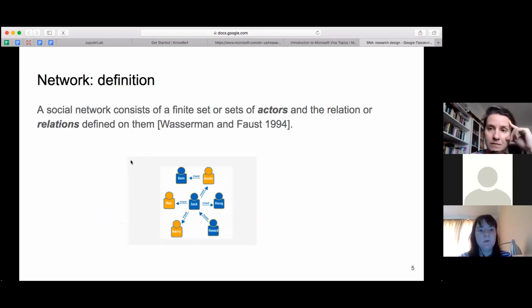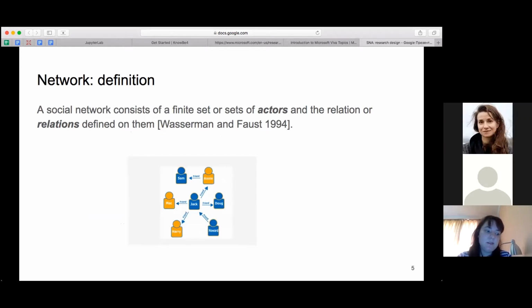Firstly, what is a network? A social network is usually defined as a finite set or sets of actors and a relation or a set of relationships between them. Thus, this is a very common definition of social networks. And if you open a textbook from graph theory, it will also tell you that a graph consists of a set of actors or nodes or vertices and relationships or ties or edges between them.